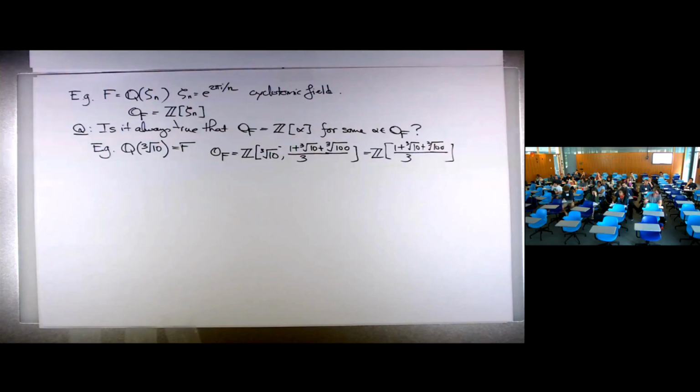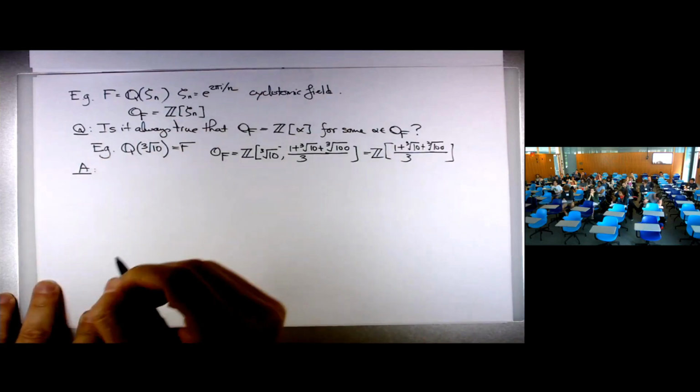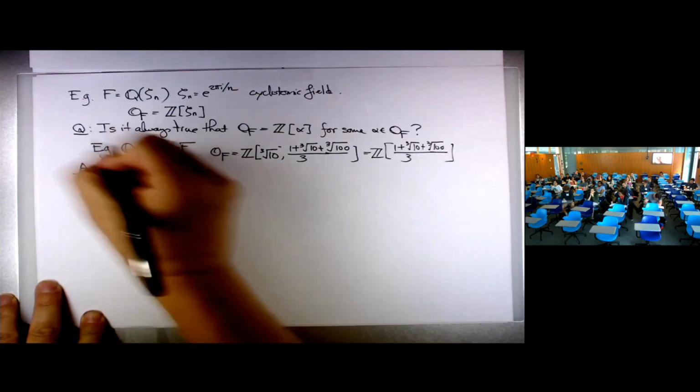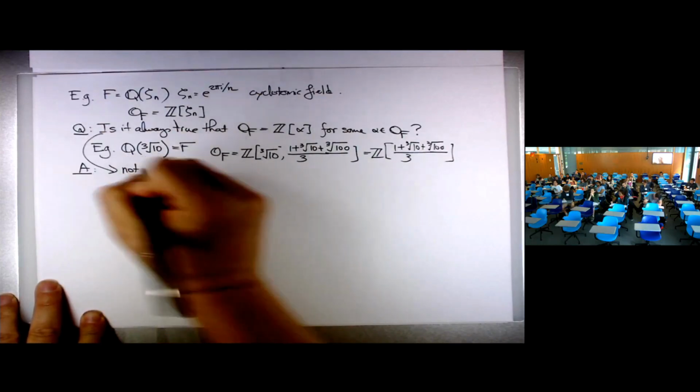So this seems to support the case that, first of all, even in some cases where O_F equals Z adjoin alpha, the alpha might not be something you would think. But secondly, this is not always the case.